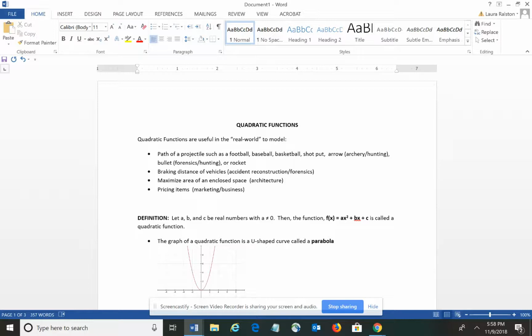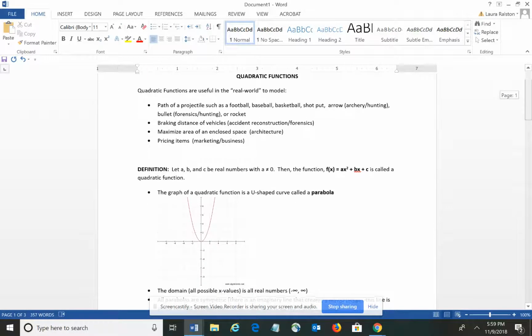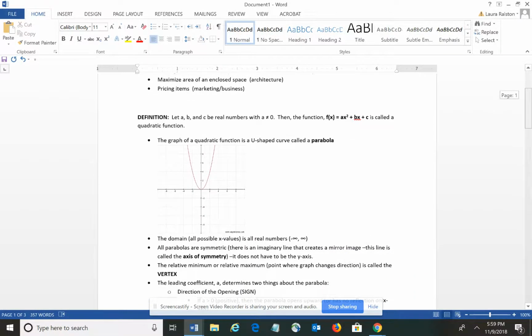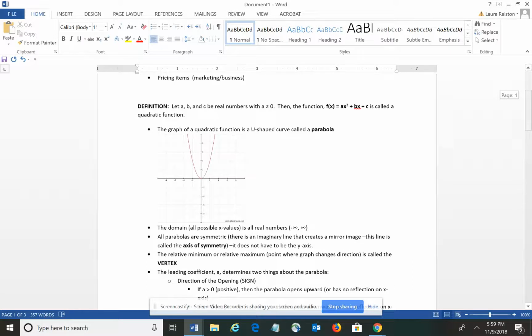The formal definition of a quadratic function says let a, b, and c be real numbers. So basically we can use any number we can think of within our number system with a not equal to 0. Then the function f of x equals ax squared plus bx plus c is called a quadratic function. One of the things that makes it a quadratic is that your highest exponent is 2. Visually, the graph of a quadratic function is a U-shaped curve called a parabola. The domain is going to be all real numbers.